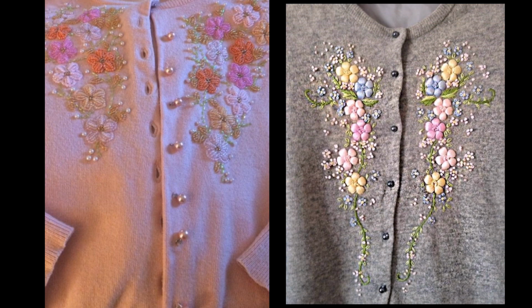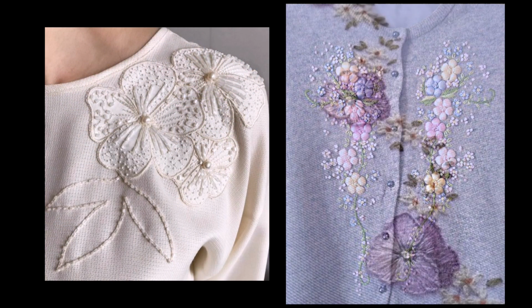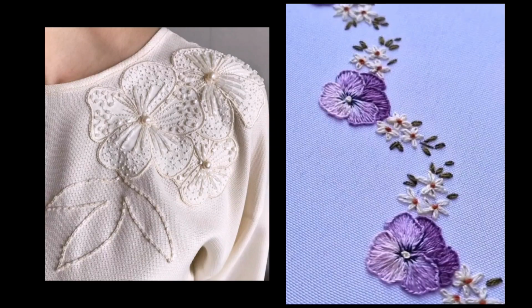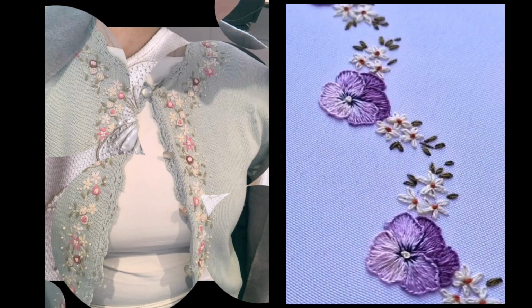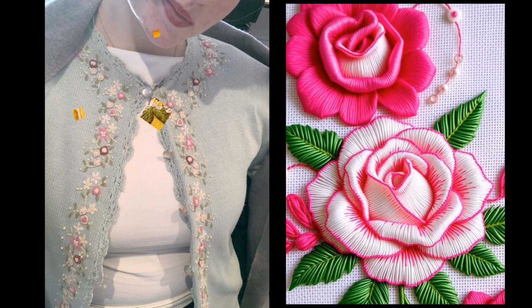Next is the traditional embroidery design. Every country has its own traditional style. These designs often have bright colors, delicate patterns, and cultural shapes. They look amazing on party wear and wedding dresses.